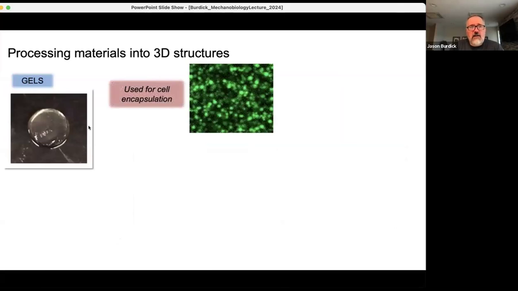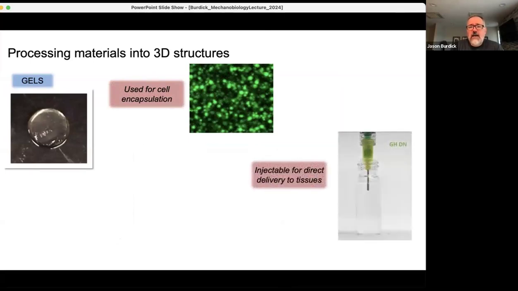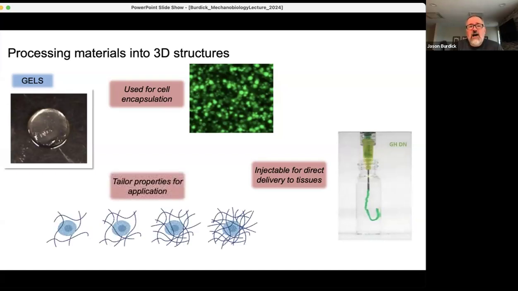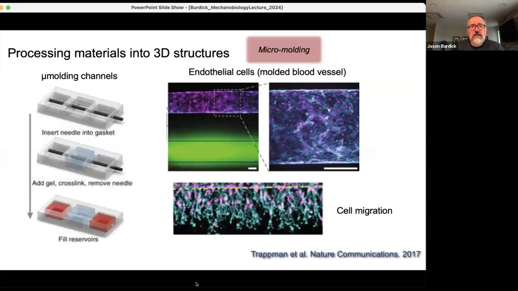So here's just, again, hydrogels are nice because you can embed cells. So these are living cells that have been encapsulated into a 3D hydrogel. They can be injectable. So here's one that we had designed to be able to extrude through a syringe. So in our case, not only were the material properties important, but that we could actually inject it into cardiac tissue in this case. And then we can, again, tailor the mechanical properties. So that's how we bring the three-dimensional mechanobiology signals into this dimension with hydrogels.